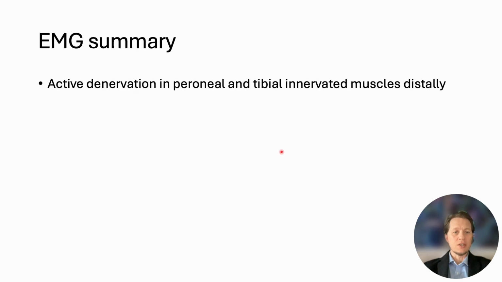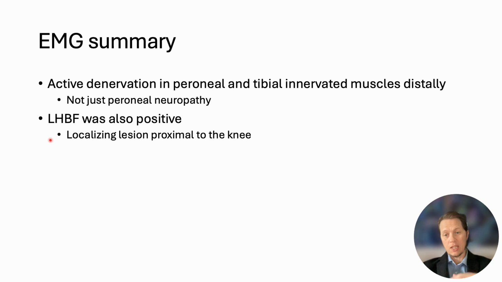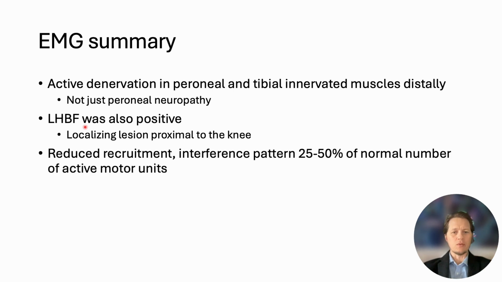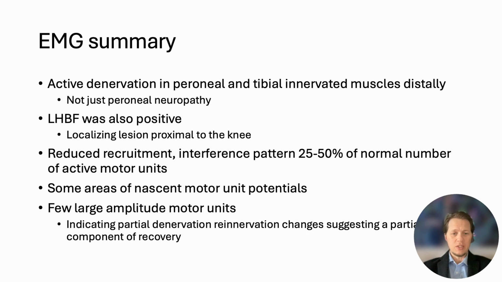So to summarize here, we have denervation in peroneal innervated and tibial innervated muscles distally. So it's not our foot drop, not peroneal neuropathy across the fibular head. That's not long head. Short head biceps femoris was also positive. So that is now localizing things above the knee. That is a key one to do when you're thinking about peroneal neuropathy. It's pretty severe, pretty bad, only about 25% in some cases. Maybe some signs of recovery, which hopefully is nice news for the patient, but not so great.